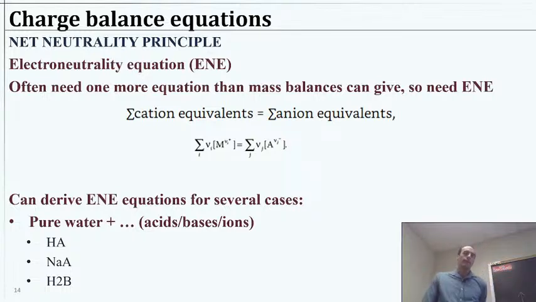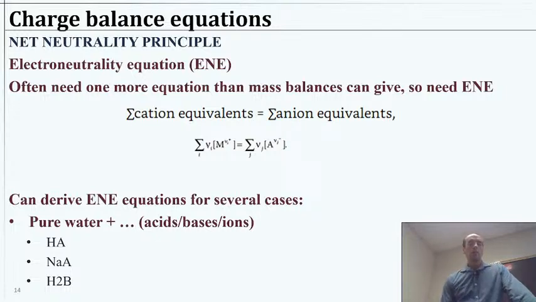Okay, next up we have the charge balance equations. And really we're talking about electroneutrality here. So the electroneutrality principle means that our net charge in any aqueous system must be 0. And so the sum of the charge equivalents of cations must be equal to the sum of the charge equivalents for the anions, right?